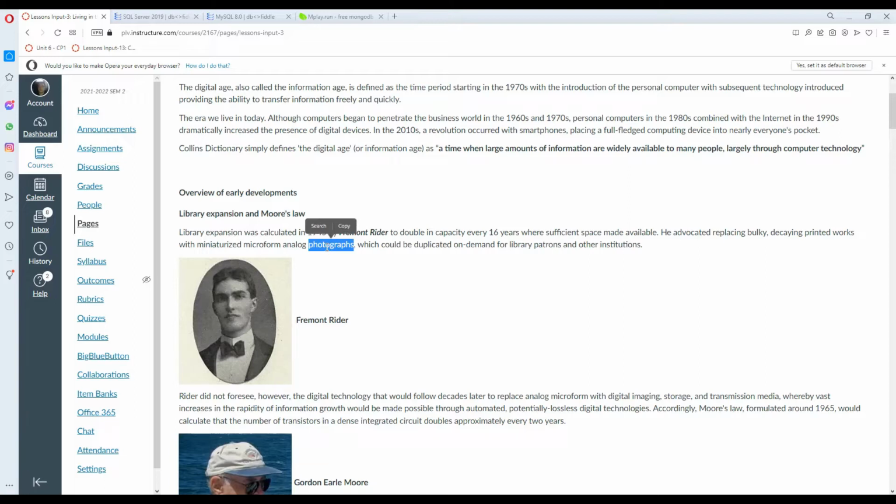And then it is placed inside a special device where you could project the prints or the photographs using a projector. So why did Fremont Rider advocate the use of that? Simply because the microform photographs can store the document longer, and it takes up less space than printed works.